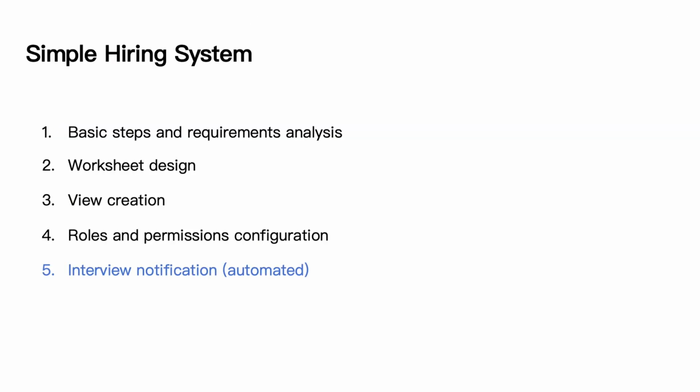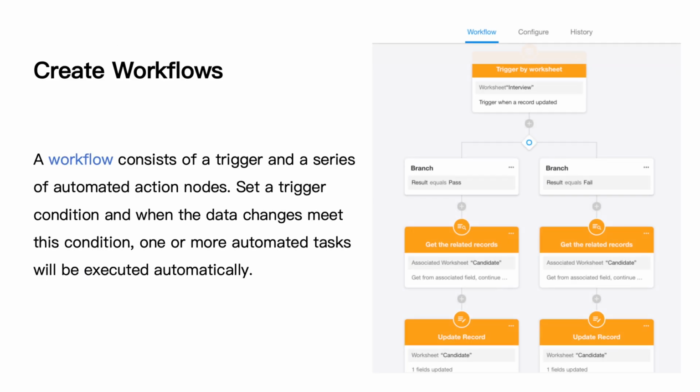In this video, we will learn how to create automated interview notifications, that is, how to create a workflow. So what is a workflow? In simple terms, a workflow consists of a trigger and a series of automated action nodes. When we set a trigger condition and the data changes meet this condition, one or more automated tasks will be executed automatically. With workflows, many manual operations with certain rules can be automated, thereby saving labor costs.